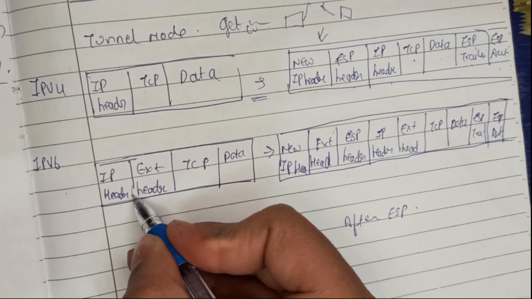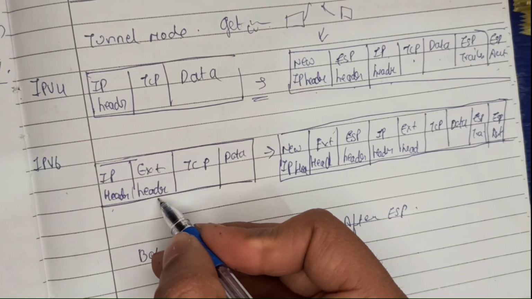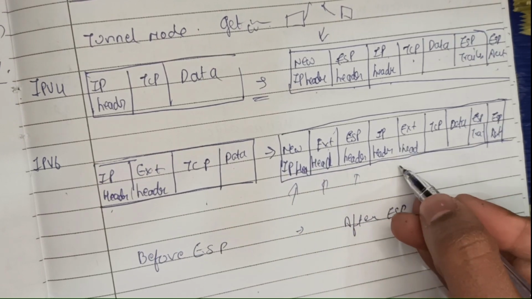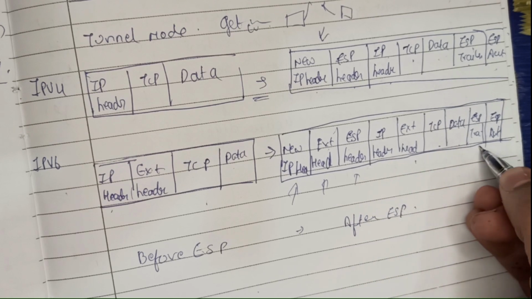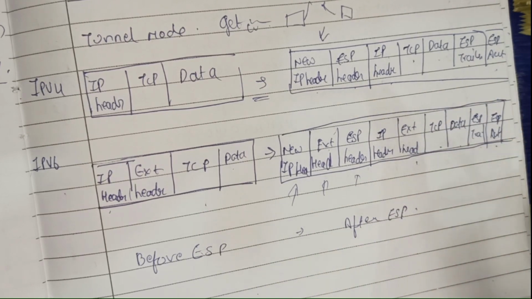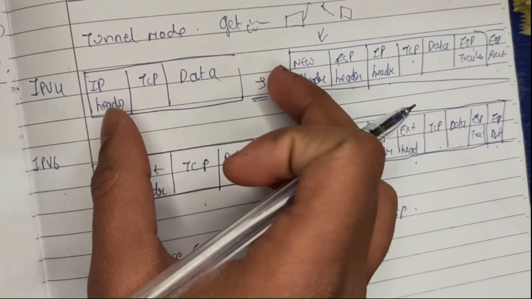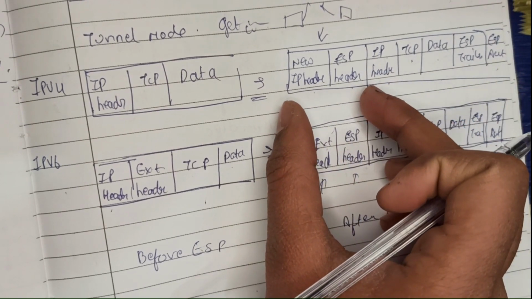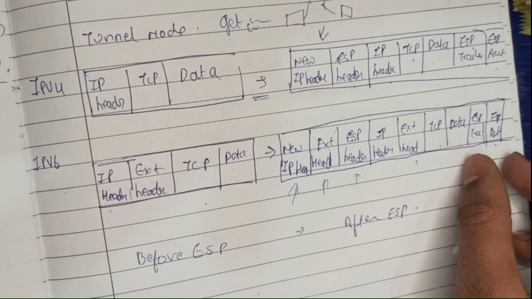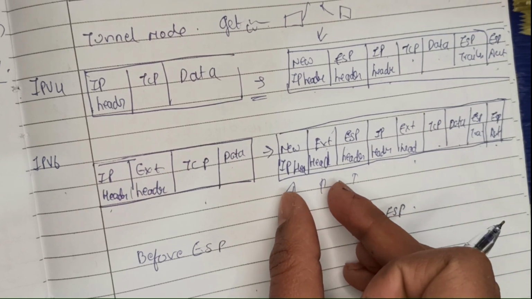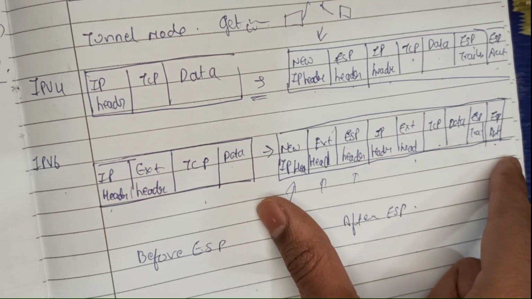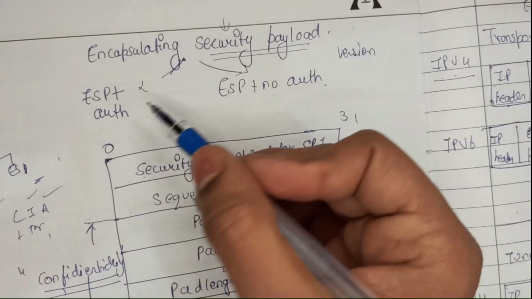Now IPv6 works the same way: IP header, extension header, TCP data. So a new IP header is added, extension header, ESP header, IP header, extension header, TCP data, ESP trailer and ESP auth. I will tell you a simple way to remember. Just understand this diagram, keep it in the last bit, in the middle, and just add the new header and ESP header, ESP trailer and ESP auth. Similarly, add the new extension header and ESP header in this field. That's it. So this was about encapsulating security payload.